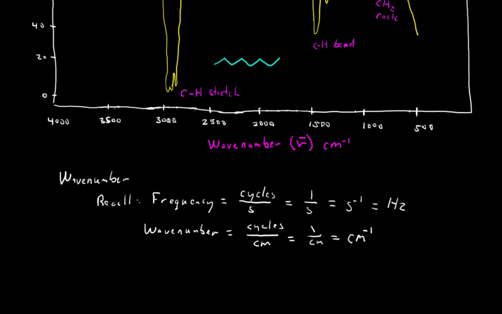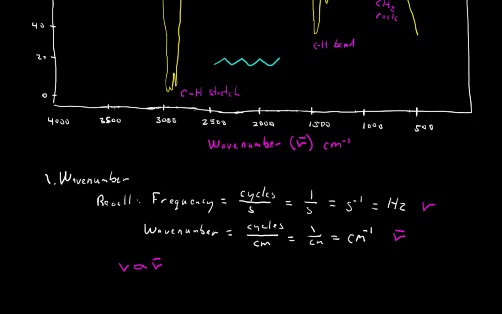But wave number is very similar to frequency. And in fact, they're proportional, so the number of cycles per second is proportional to the number of cycles per centimeter. So wave number, which we'll symbolize with nu with a bar, is proportional to frequency, which is simply nu. And so from this point on, if I'm referring to frequency, I'm really talking about wave number. Since they are proportional, I'll refer to the frequency of absorption of a particular bond or functional group, and I'm really talking about the wave number.